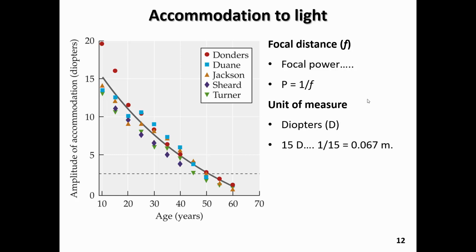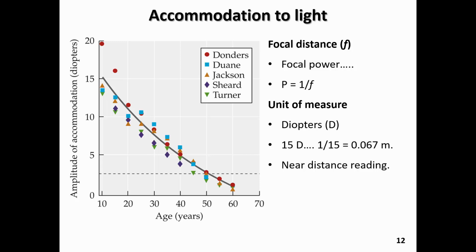Uppercase D is the symbol. So, in terms of understanding diopters, 15D translates to 1 over 5. This is the focal power, which translates to a distance of 0.067 meters or 6.7 centimeters. And that's the typical distance for near distance reading.